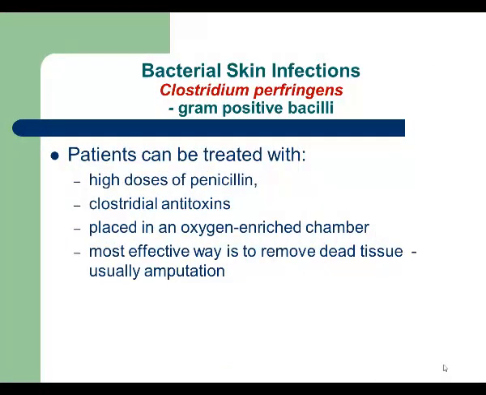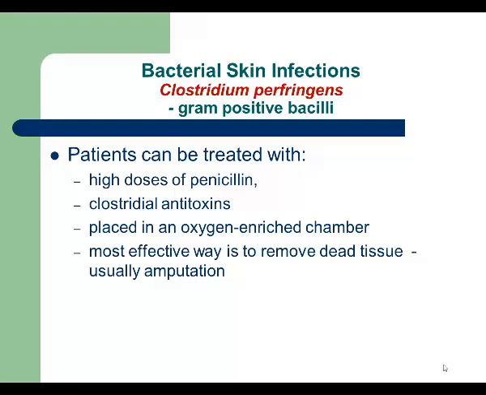Treatment of gas gangrene. You have to remember that gas gangrene is an extremely dangerous infection. It spreads quickly, a lot of toxins will be produced, a lot of tissues will be destroyed, killed, and that is producing even more toxins. So we start treatment with high doses of antibiotics.